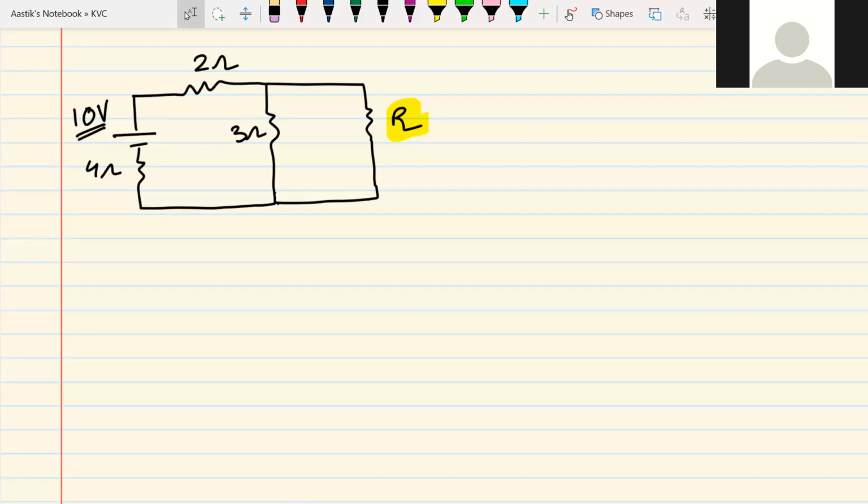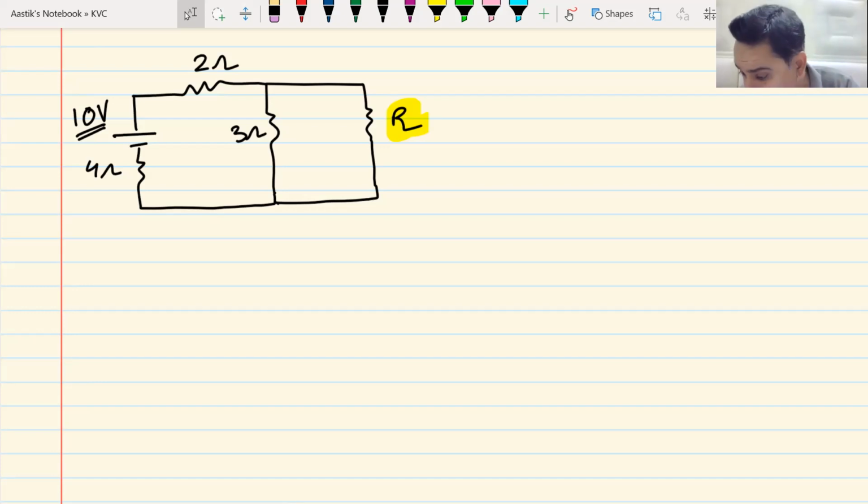Sir, 12. The value of the resistor is 12. How did you get it? The value of R is equal to 6, sir. The value of R is? 6. How did you get 6?